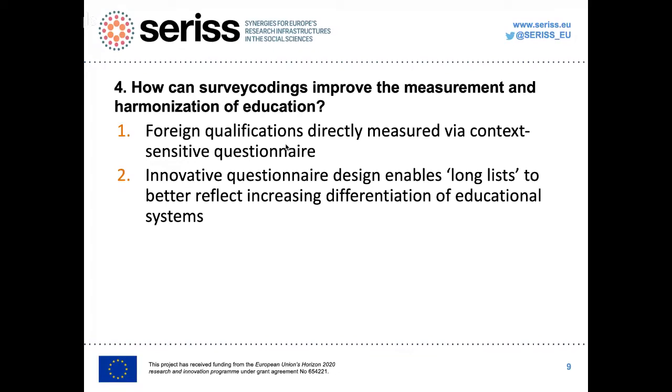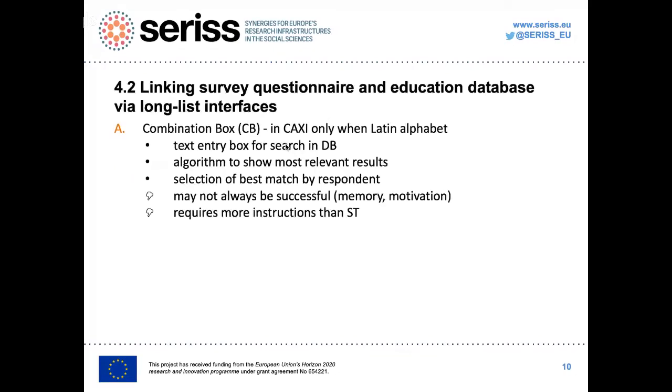We actually have developed two interfaces for this. One, the so-called combination box, is basically a search field. So you can do a search in the educational system, which you have indicated earlier, across all educational qualifications. So you search in the education database that underlies all these tools via a text entry box. And there is an algorithm that was programmed in such a way as to show most relevant results first. And then you select the best match.